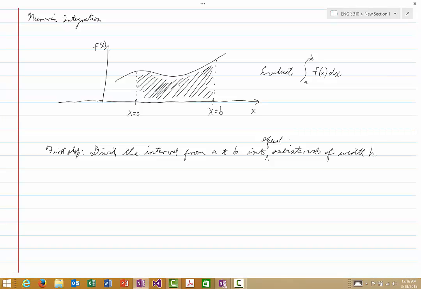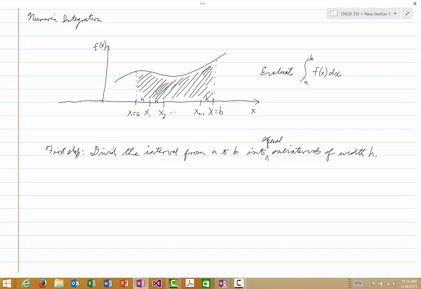And so if we stick with the notation in your book, it would be like this. We'll call this x1, x2, and then we'll have other x's, and we'll call the last one x sub n minus 1. And again, each one of these has a width of h. So this is h, and this is h, and this is h, and all the subintervals between x2 and x n minus 1 will also be of width h.